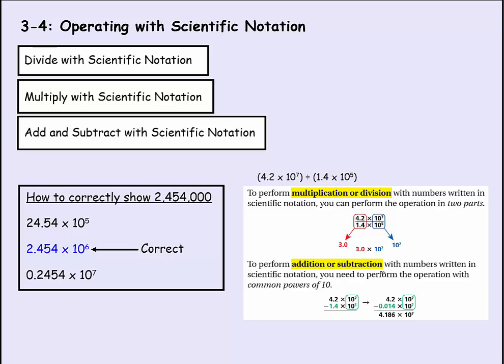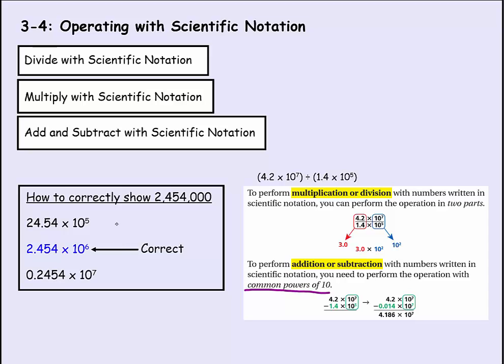Addition and subtraction take a little bit more work actually. When you have addition and subtraction with numbers in scientific notation, you need to perform the operation with common powers of 10. And let's go over to this chart to help us a little bit. We know that 2.54 times 10 to the 6th is the correct way of writing scientific notation, with only a number in the ones place. But there are other ways of showing the same number, and we're going to need to do that for these problems here.